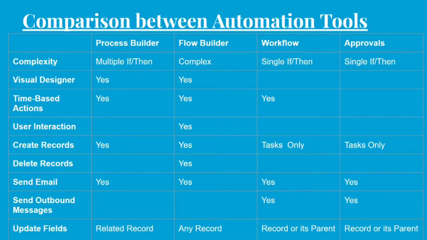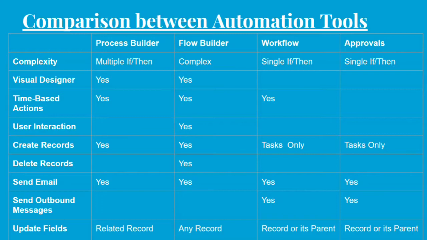Then update fields, where all you can update fields. In the process builder, you can update for that particular object and the related record. In the flow builder, you can update any record, because you are not making a flow just for a particular object. In the flow, you can reference different objects and update records of different objects. Then in workflow you can update that particular object or its parent object, and similarly in approvals, that particular object's record or its parent objects. So this is the main comparison.